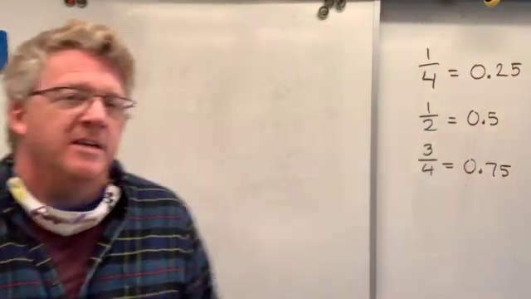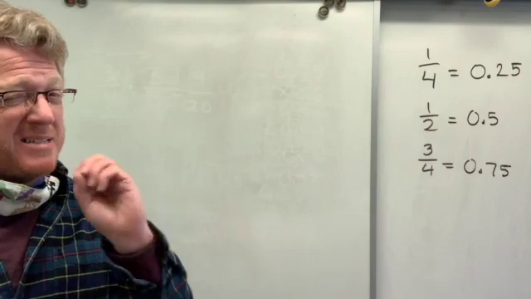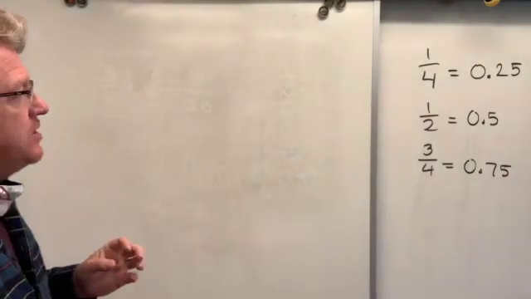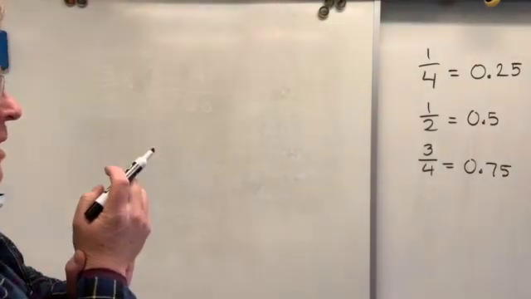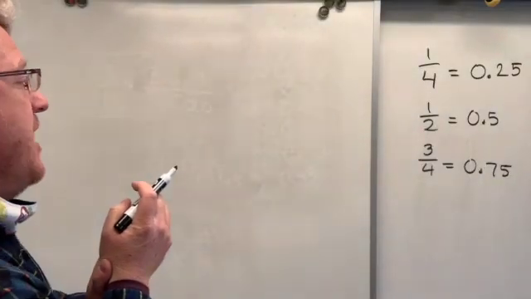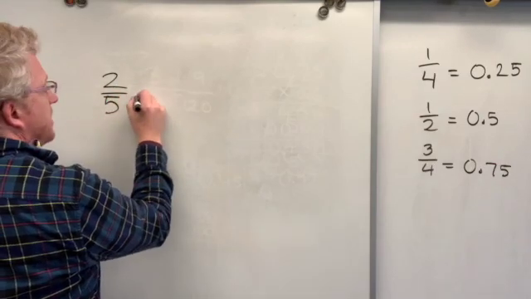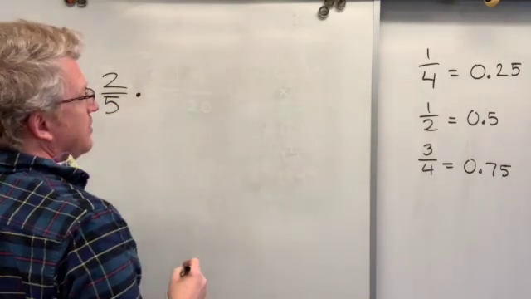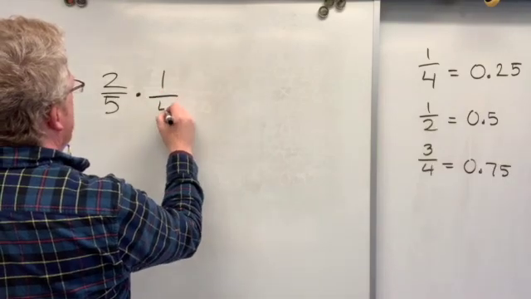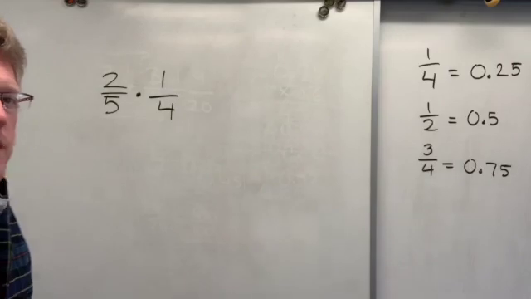Okay, great. So now let's do one more problem, but this time you're going to do this on your own as best as you are able, all right? Let's do 2/5 times 1/4. All right, 2/5 times 1/4.